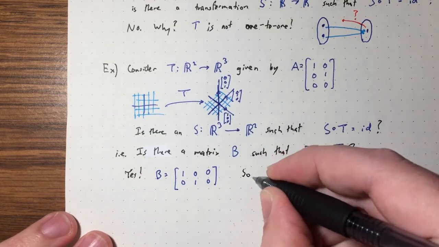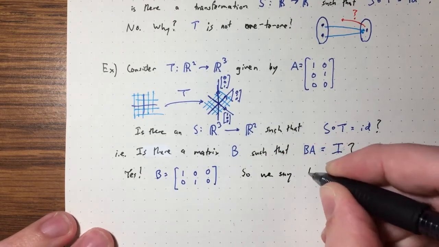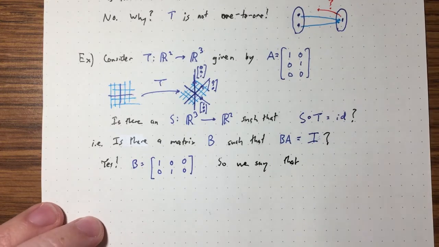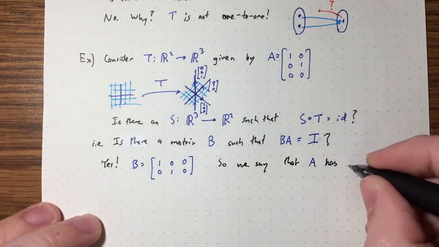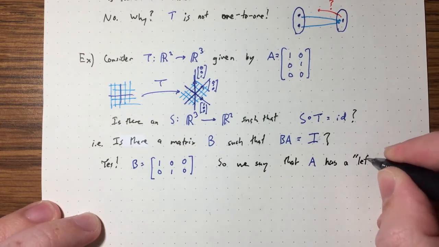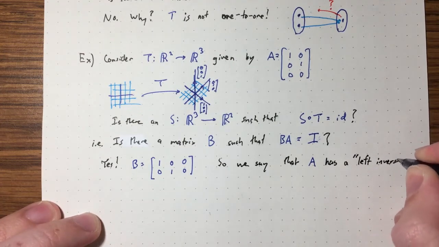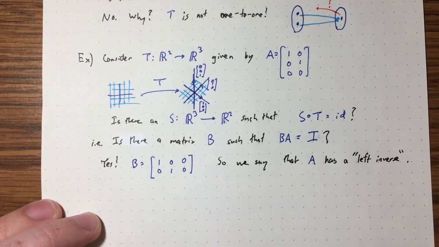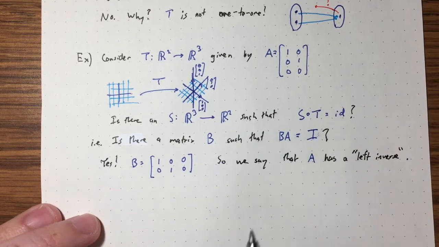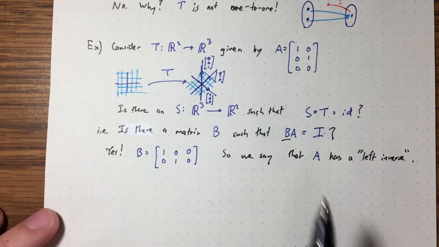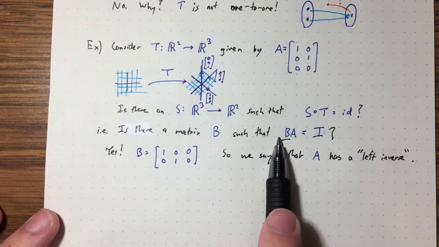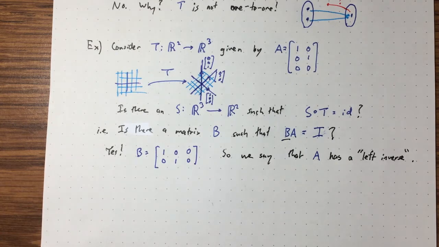Okay. So we say that this matrix A has at least a left inverse. So A has a left inverse. There is a matrix you can multiply on the left to get the identity matrix. Okay? And again, that has the interpretation of doing A, then doing B. Right? Okay. Well, there's a little more to this story.